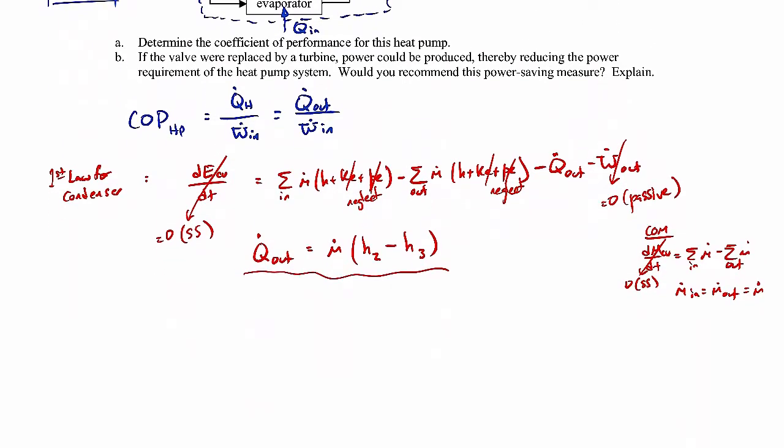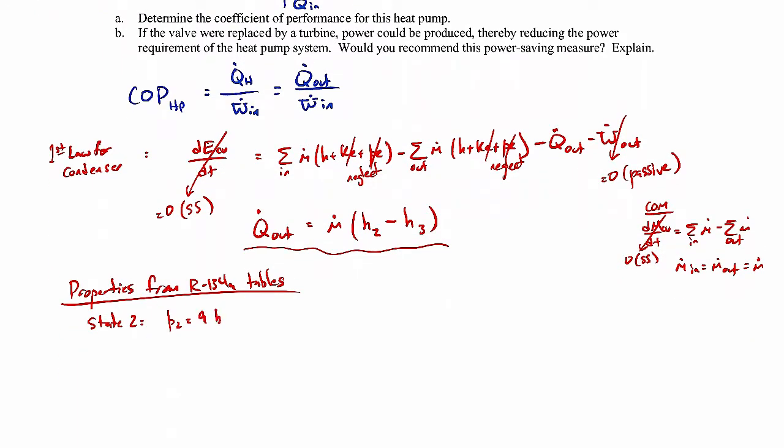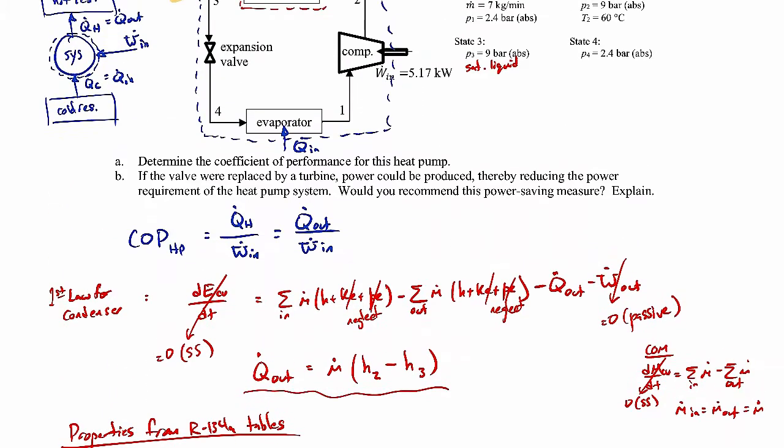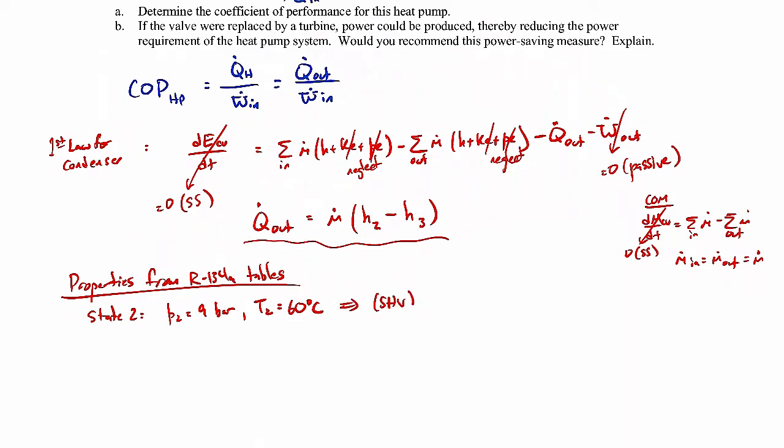All right, so let's write down our properties. These are coming from the R134A tables. So again, at state 2, we know that P2 is 9 bar, T2 is 60 degrees C. If you go to the tables, what you'll find corresponds to superheated vapor phase, with H2 being 295.13 kilojoules per kilogram.